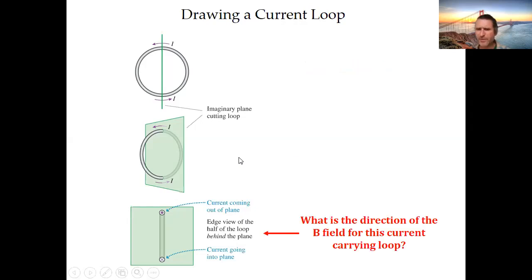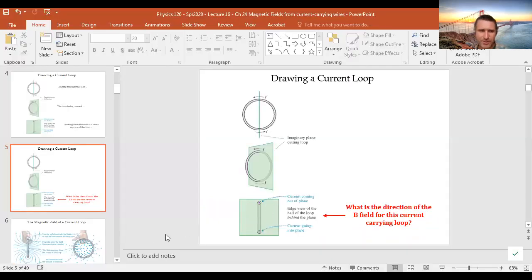So what would be the direction of a magnetic field for this loop, for this current carrying loop? I want you to just think about this one for just a moment.